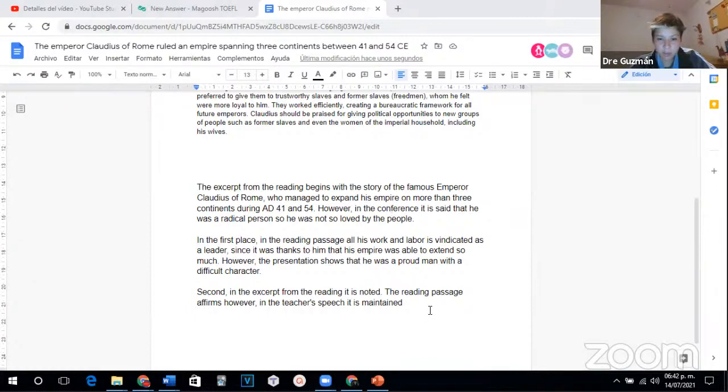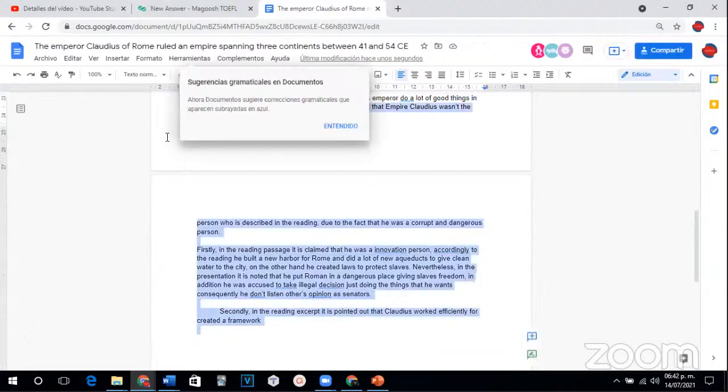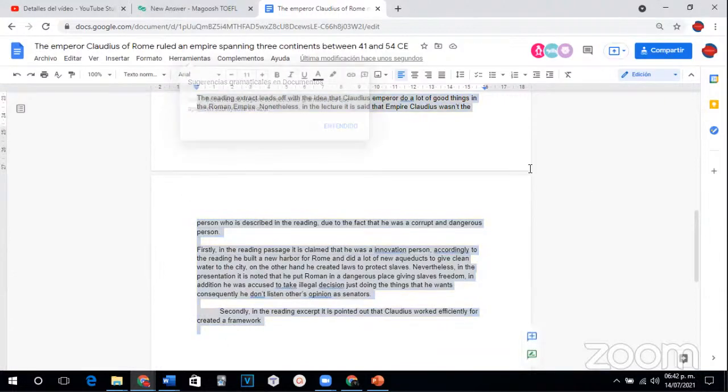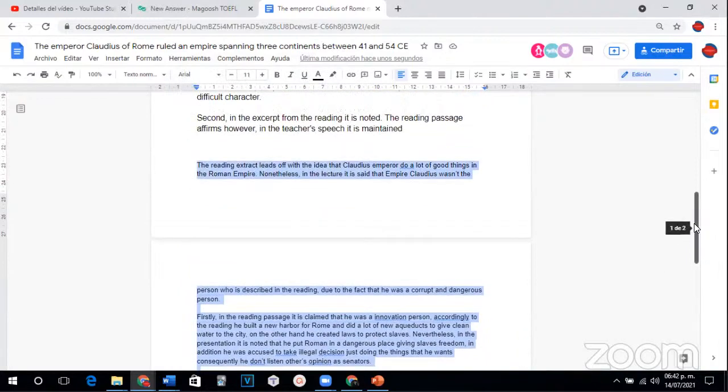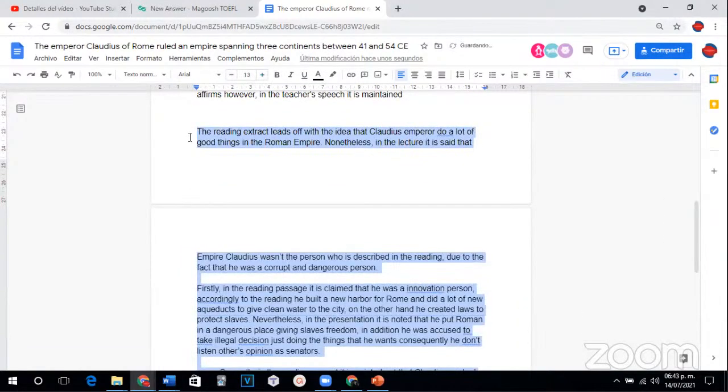Y no hay una segunda parte, ¿no, Rosa? It's just one. Todo entrado en un mensaje. Yeah, it's just that. Okay. Igual lo vamos a hacer un poco más grande. And here.